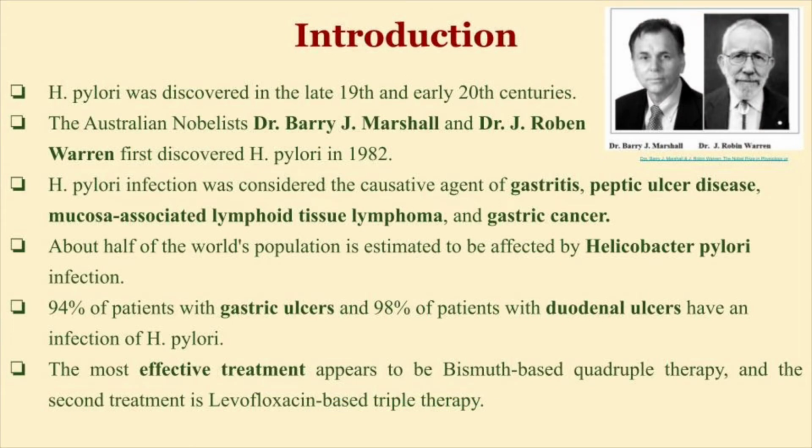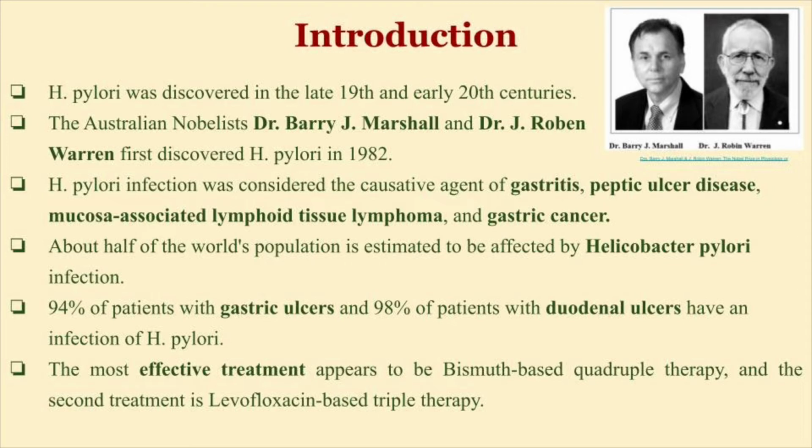Next, I'd like to present some facts as an introduction. H. pylori was discovered in the late 19th and early 20th centuries. The Australian physicians Dr. Barry J. Marshall and Dr. J. Robin Warren first discovered H. pylori in 1982. H. pylori infection was considered as the causative agent of gastritis, peptic ulcer disease, mucosa-associated lymphoid tissue lymphoma, and gastric cancer. About half of the world's population is estimated to be affected by Helicobacter pylori infection.